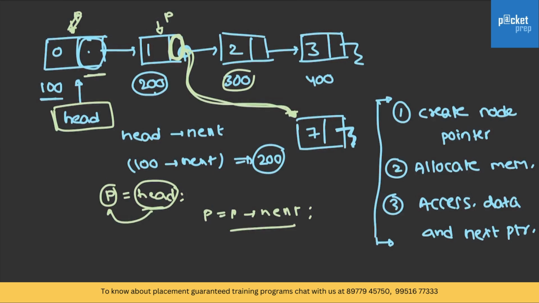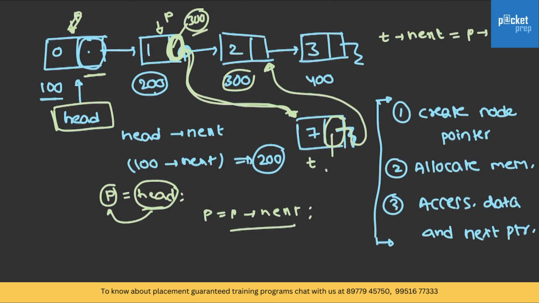So, the first step is to take this address and make 7 point to this address. This address can be accessed by P arrow next. 300, which is present at this address, P arrow next, has to be stored at this. Let's say this is T. It can be done with T arrow next is equal to P arrow next. So in T arrow next, 300 will be stored. After this, the value at P arrow next can be modified to T. So P arrow next can be changed to T. And let's say if T is at a location of 700, the value will be changed to 700.